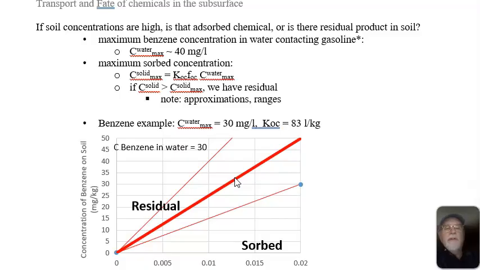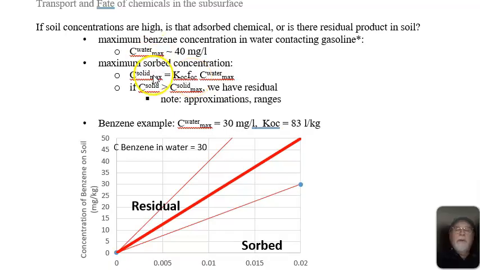If soil concentrations are real high, is that adsorbed chemical or is there a residual product in the soil? So we take soil borings, we send the soil samples off to a lab, we get back the results, and it tells us the concentration of chemical on the soil. In the previous section, we went through sorption: the concentration of chemical on the soil is Kd times the concentration in water, where Kd can be calculated as Koc times foc.